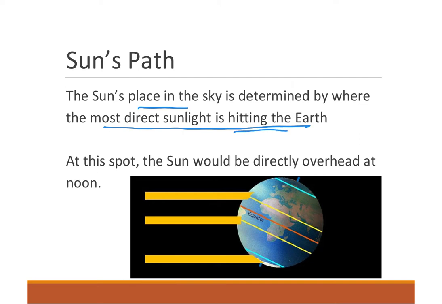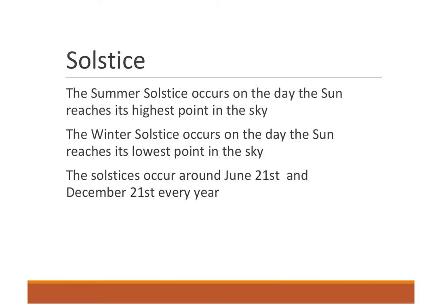Now, the sun's place in our sky is determined by where the most direct sunlight is hitting the Earth, thinking about the Earth as a whole. If you were at that spot where you're getting the most direct sunlight, coming straight down perpendicular onto you, the sun would be directly overhead at noon. So if you went out at noon, the sun would be right over your head. Of course, in this diagram, it would be this central ray. So if somebody was sitting in this part of Africa, at noontime, the sun would be directly overhead because the sun's rays are going to be hitting the Earth in a perpendicular fashion.